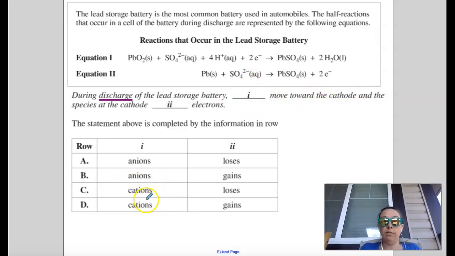So this is where you definitely have some memorization pieces, right? We talked about how the cations always migrate to the cathode, so we could get rid of A and B. And the species at the cathode blank electrons. So again, this is also a memorization piece. We talked about the cathode being reduction. Reduction is defined as the gain of electrons, so we would be looking at D.